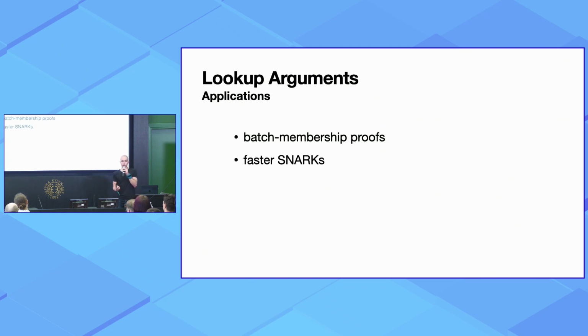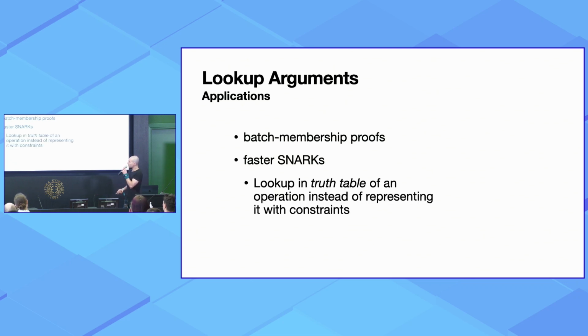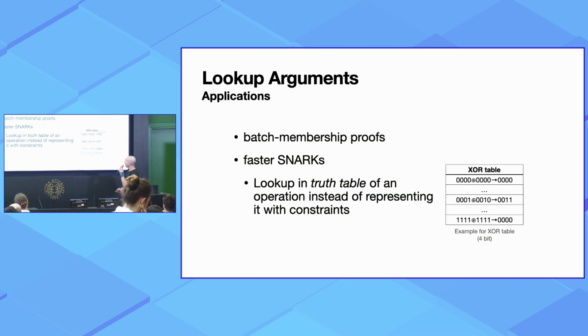But also, they're really interesting usually because they get us faster SNARKs. How do they get us faster SNARKs? Well, this is what lookups outside in other fields of computer science are good for. You just look up the result of an operation instead of actually computing it. So instead of representing something with constraints, for example, we can just pre-generate our table of operations, and then we're good to go. One example in that sense is to take the XOR table. Here, for the case of 4-bit, this is our T from the slide before.